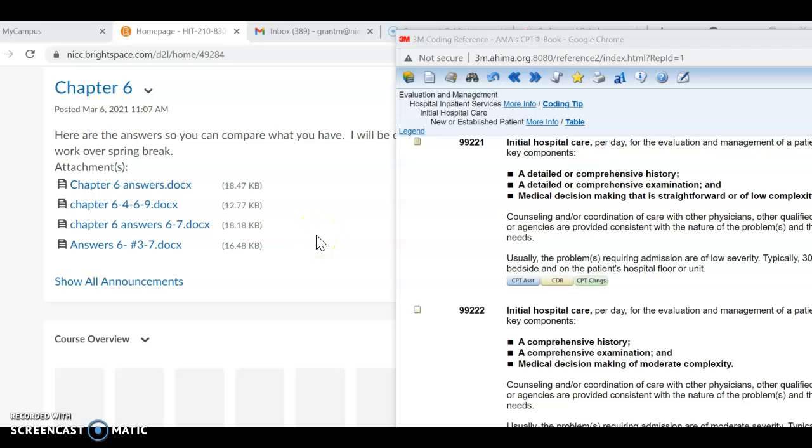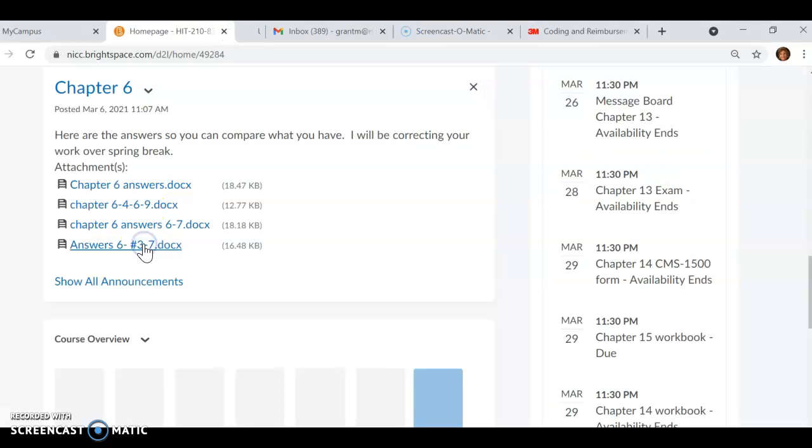The other thing that I want you to remember is this says chapter 6, but it is not, it's actually chapter 13 in your book. They just changed the chapters on us, but it's the exact same information. So keep that in mind. So we did go through these. Next one.